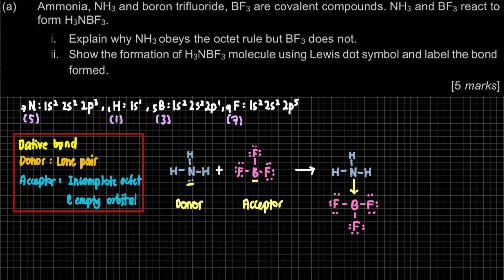Okay, don't forget, last but not least part of the question, label the bond formed. So the bond formed is dative bond. So we have to label this is my dative bond. So that is the solution for question 2 Roman.